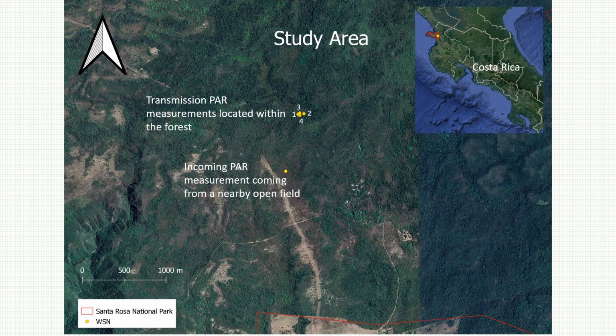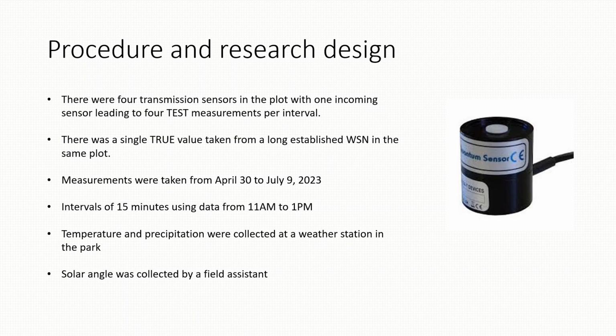You may also be wondering why we did not bring the other sensors closer to the incoming solar sensor. And this was a conscious decision with the hopes of diminishing the horizontal fluxes. All sensors were set at a height of 1.3 meters, with 4 transmitted sensors allowing 4 measurements to be taken at a time, from which the average was then calculated.